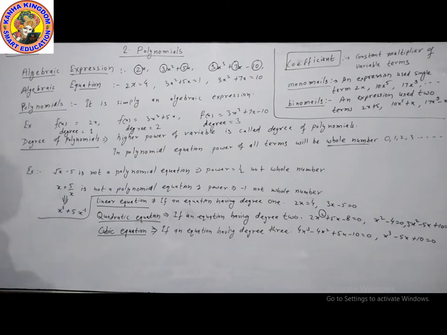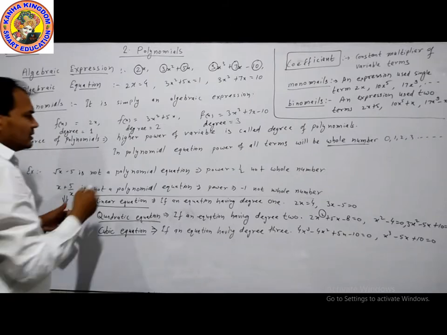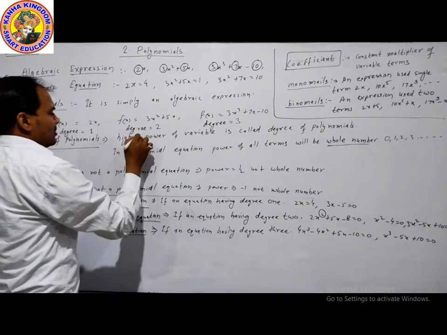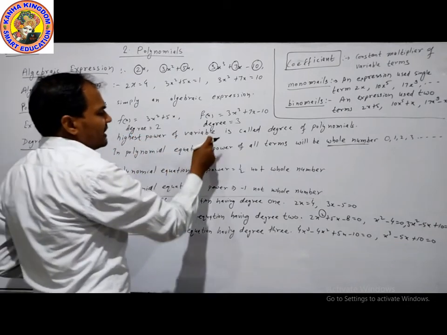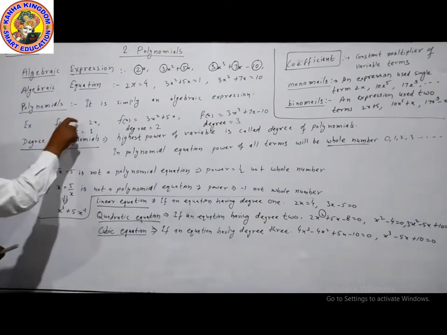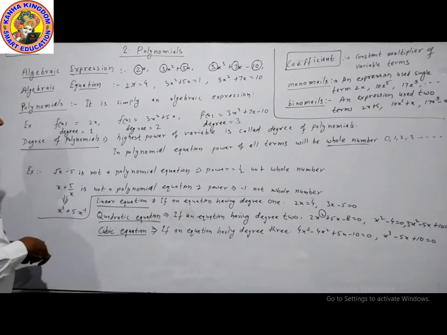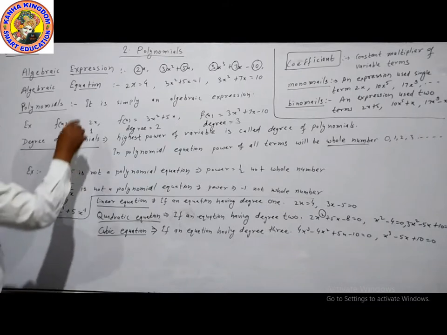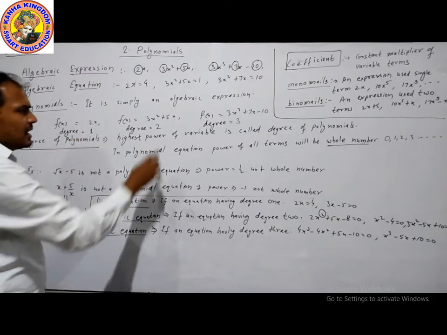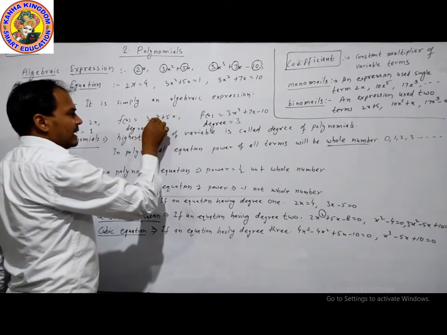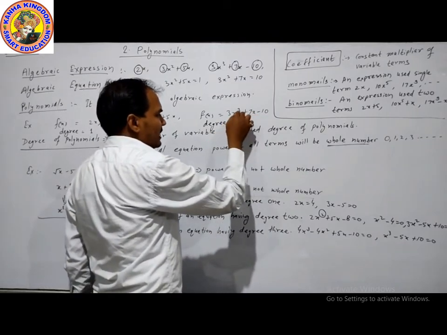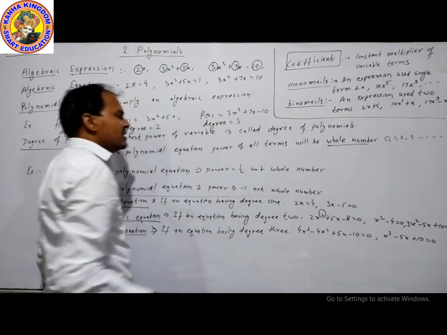Next word is degree of polynomial. Highest power of variable is called degree of polynomial. For example, this is our question, find the degree of these. Power of x is equal to 1, so degree is 1. Power of x is equal to 1 and 2, highest is 2, so degree is 2. Power of x is equal to 1 and 3, highest is 3, so degree is 3.